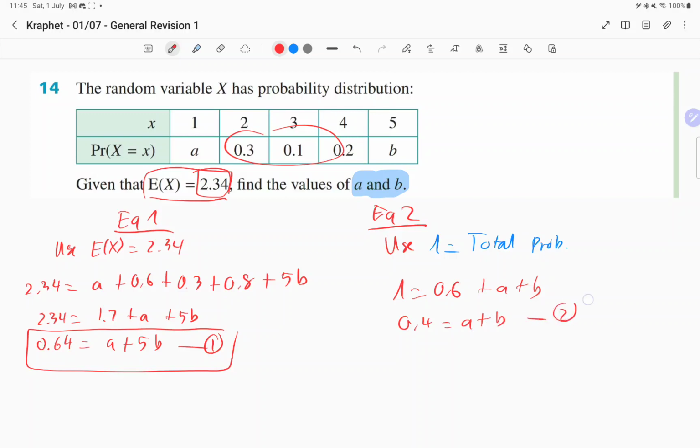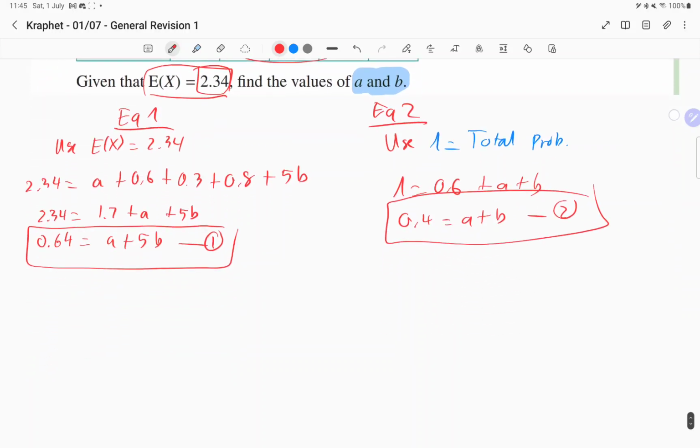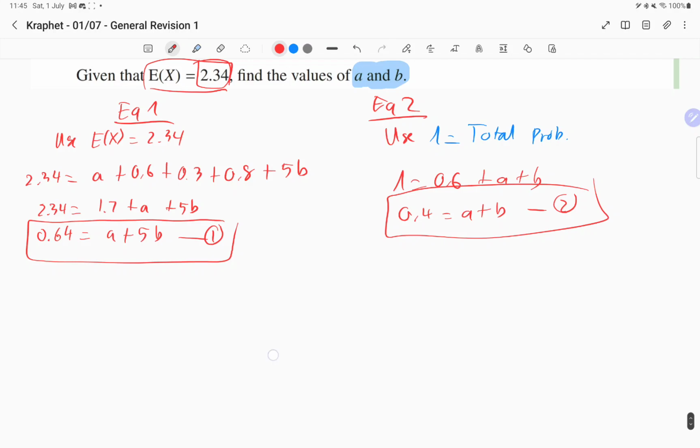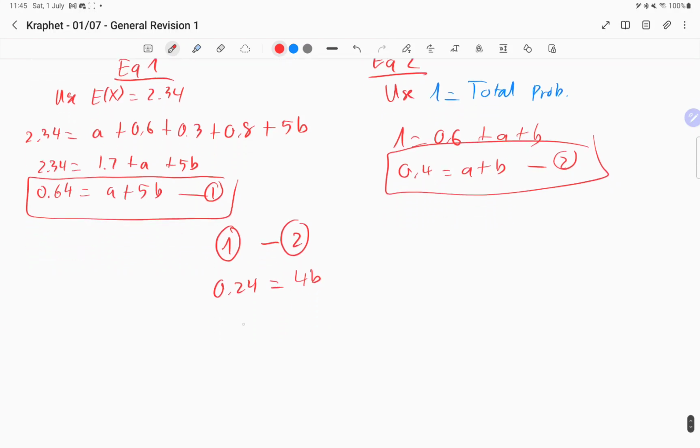This is equation 2. How do we solve this? Subtraction. 1 subtract 2. 0.64 subtract 0.4 is 0.24 equals to A subtract A is gone. That would be 4B. So B would be 0... What? 4 and 1. Oh, I don't know. Okay. I have to draw it out. I can't do that in my head.